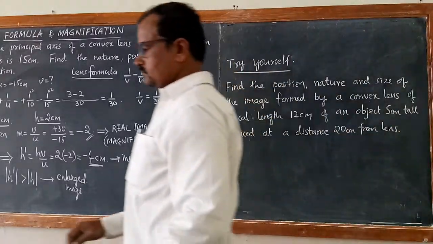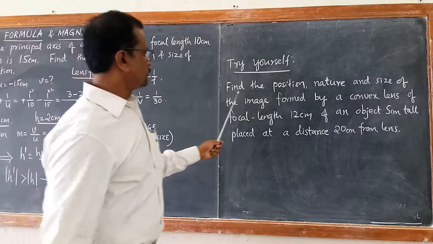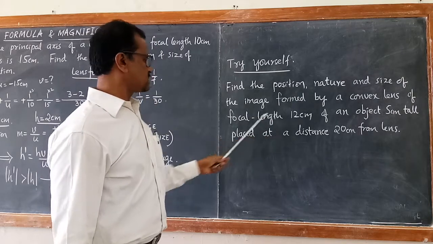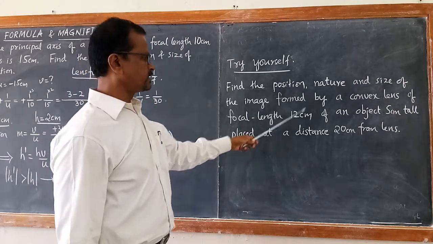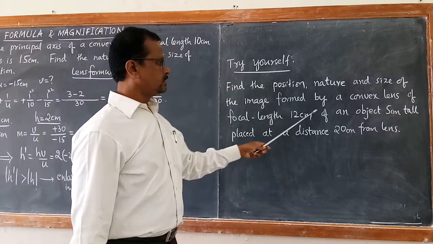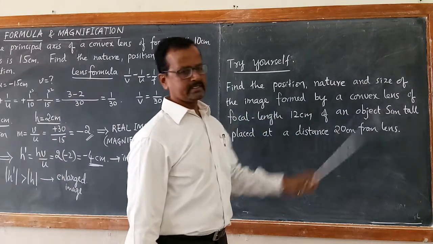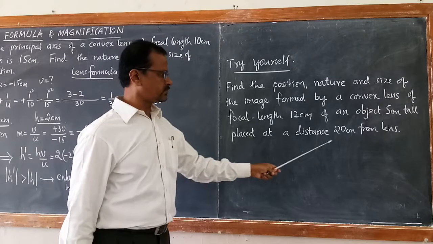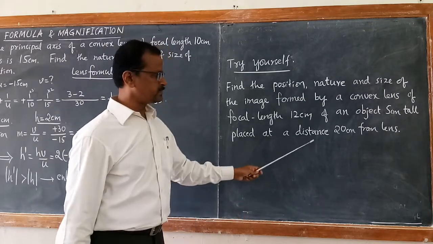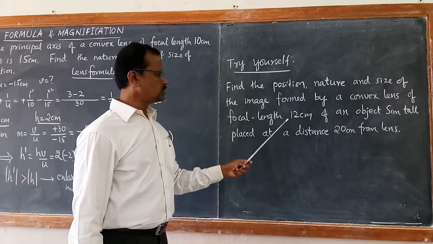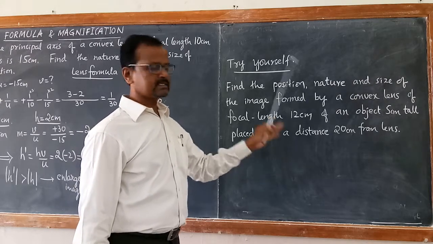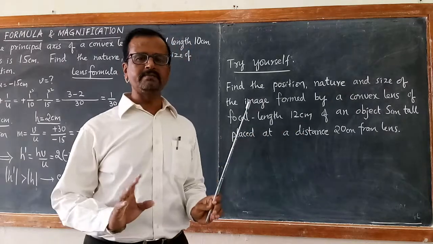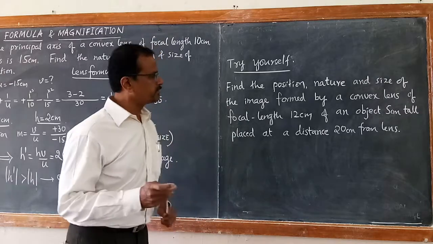Try this problem. Find the position, nature and size of the image formed by a convex lens of focal length 12 cm. The focal length of the convex lens is 12 cm and the height of the object is 5 cm. The object is 5 cm tall, placed at a distance of 20 cm from the lens. Find its image distance and then the nature and size of the image. The size of the image can be obtained from magnification. I think you can do it.